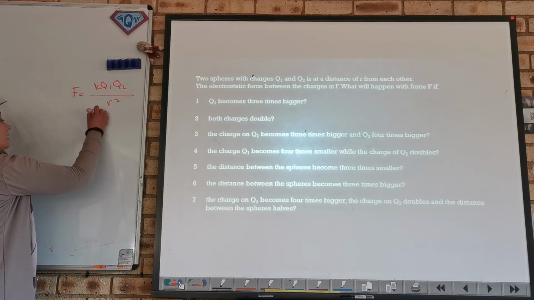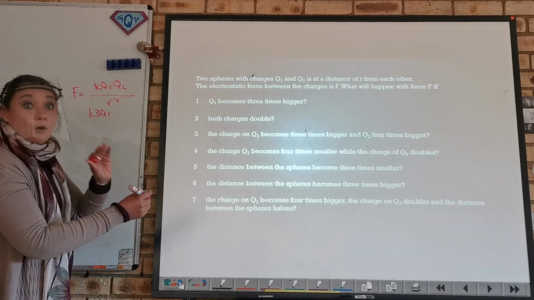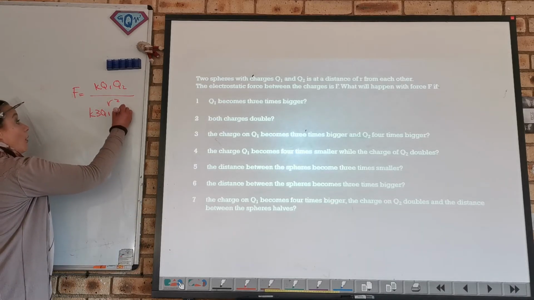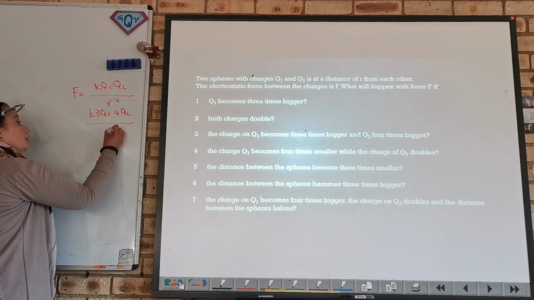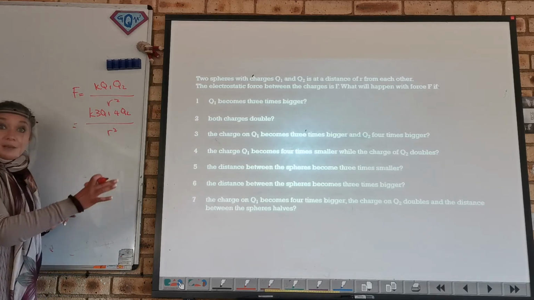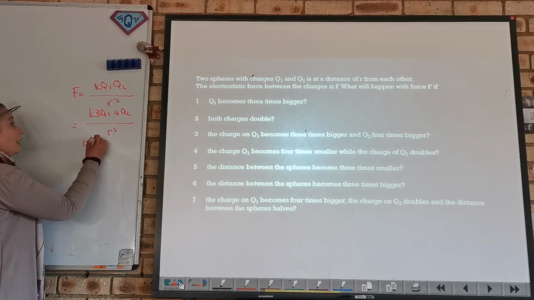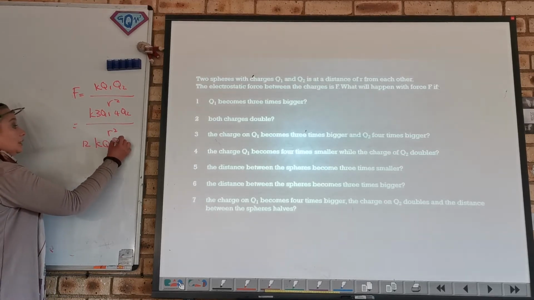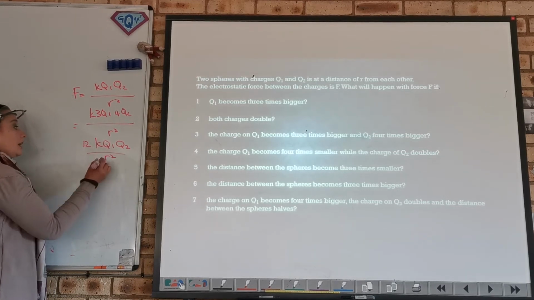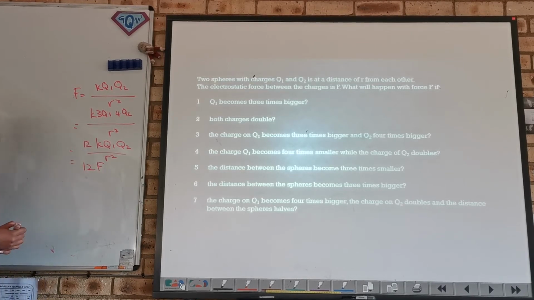So I've got k times 3Q1. Charge Q2 becomes 4 times bigger, so 4Q2, and we have it over r squared. Yes? Good. Multiply, I'm going to do the maths and bring the number to the front, which means I get 12kQ1Q2 over r squared, which means it's actually equal to 12F. 12 times bigger. Okay. You okay?